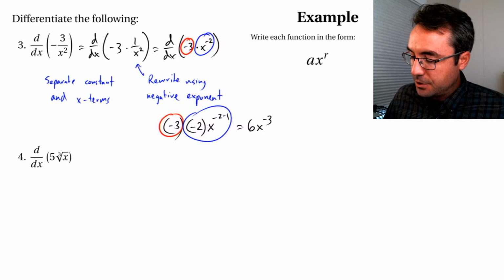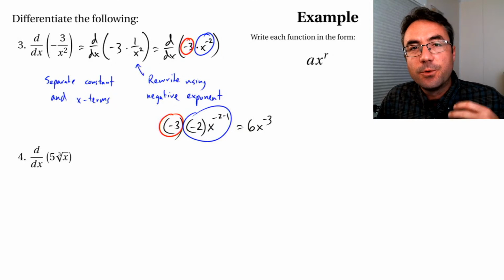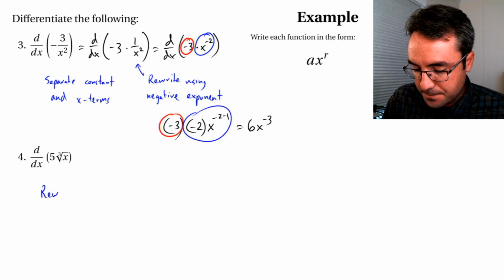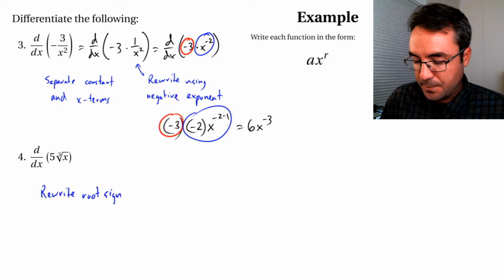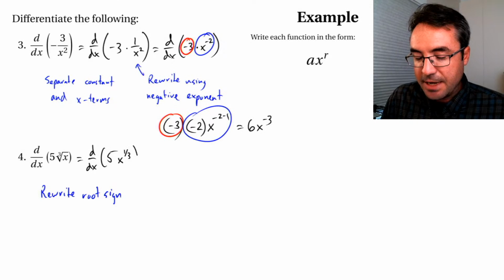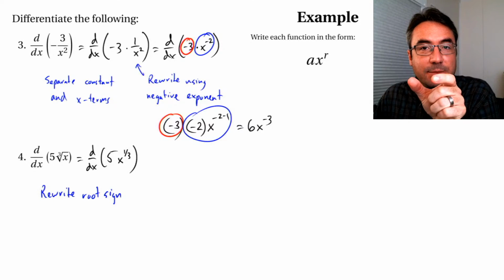And here we have the function 5 times the cube root of x. So we see a root sign. First thing we need to do before we start thinking any derivatives is just to rewrite that root sign. So how do we do it? Well, we're still going to have that 5 in front, and then the cube root is the same thing as x raised to the 1/3 power. All right, so we have that format now. Constant times a power function.